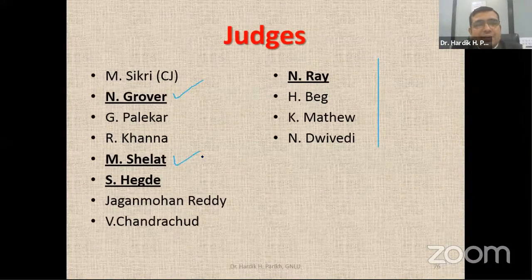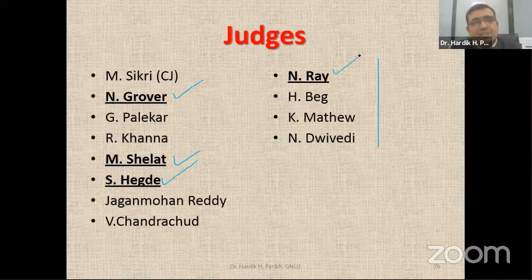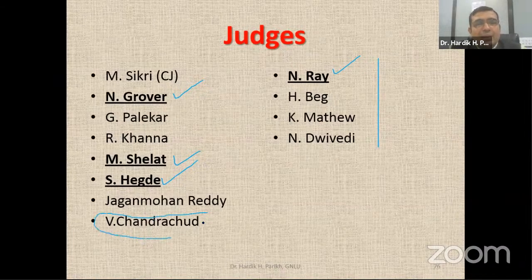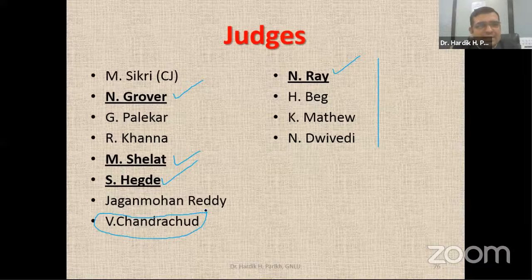More particularly, the election matters came into picture. Justice Ray, Justice Grover, Justice Shelat, Justice Hegde also. And Justice Chandrachud's name is also very popular when you might have heard about the ADM Jabalpur case, the habeas corpus case, something wonderful about personal freedom.